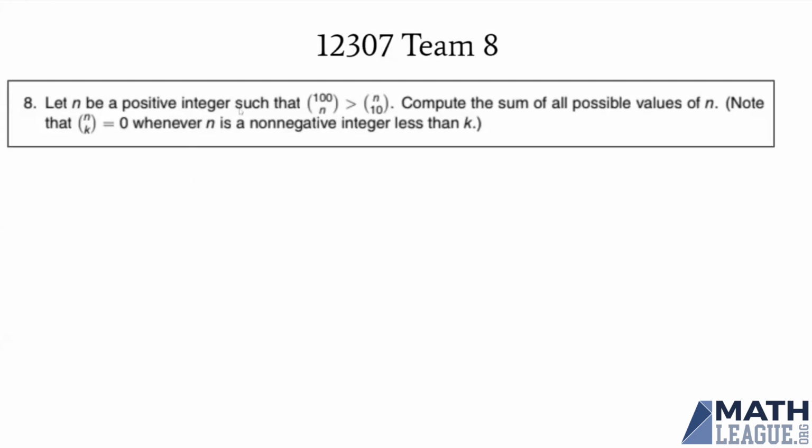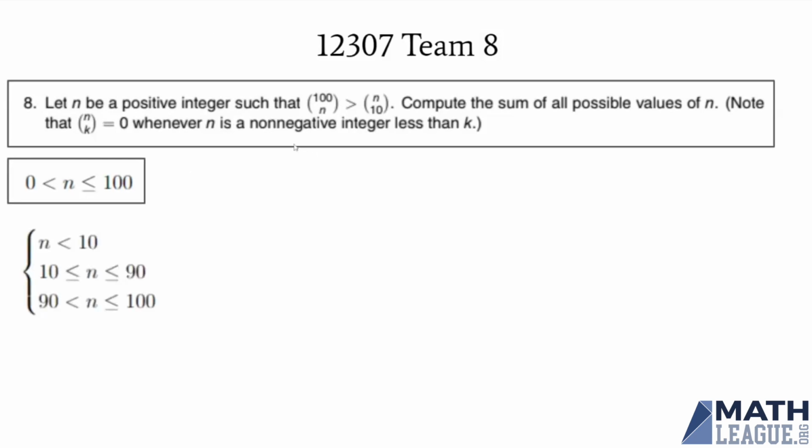So that means that in order for 100 choose n to be greater than n choose 10, n has to be less than or equal to 100. And n is also positive, so n is greater than 0. So from here, we can break it into 3 cases. The first case is n is less than 10, then we have between 10 and 90, and then from 90 to 100. So let's go case by case.